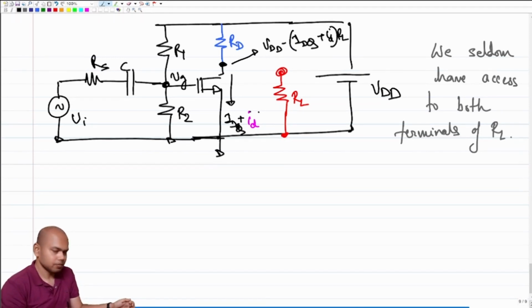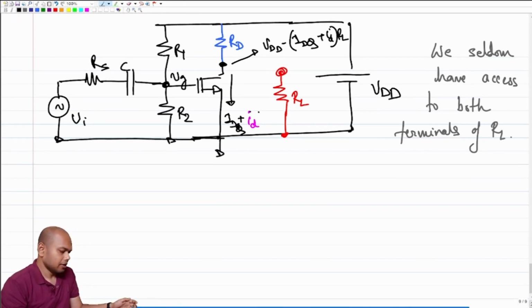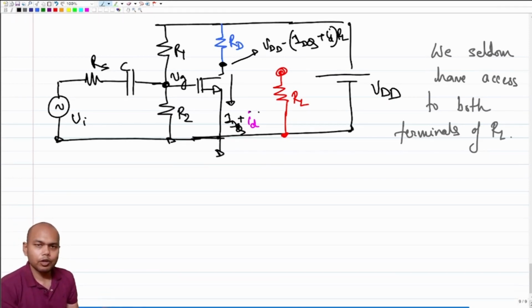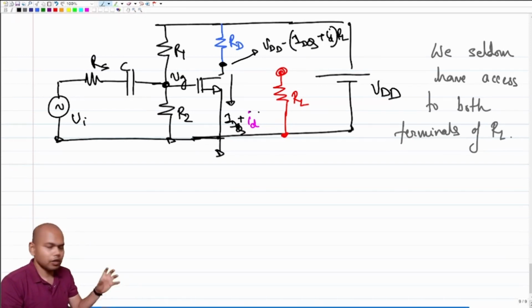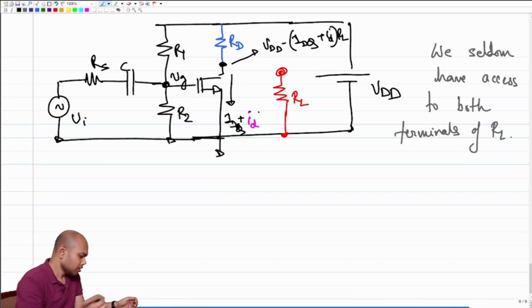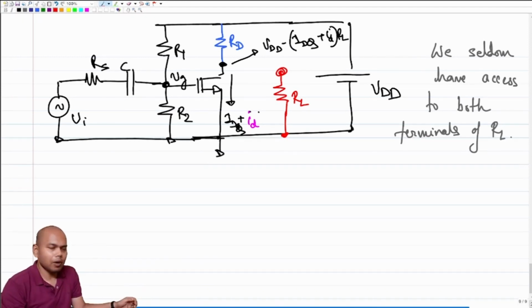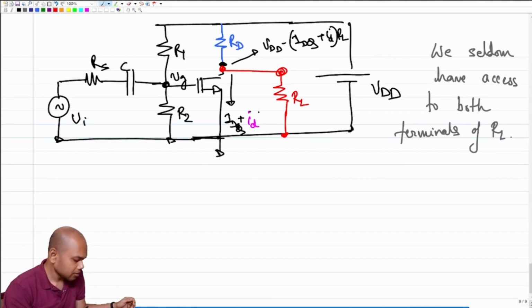Correct? Okay. But ultimately, what do I want? I want the ID to flow into RL, right? I want ID to flow into RL because ultimately I want the voltage to develop across RL, right? So can you suggest a way so that if not the full ID, part of the ID flows into RL? Well, one possible way is simply to connect the drain of the transistor to RL, right?